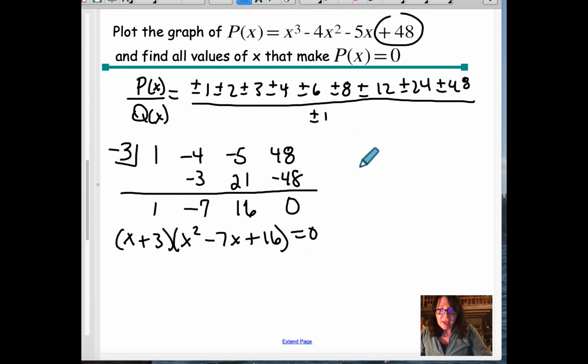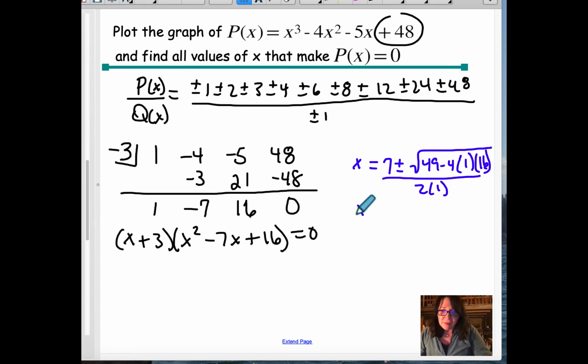And x is equal to the opposite of b plus or minus the square root of b squared, which is 49, minus 4 times a times c, all over 2a. And that's going to be x equals 7 plus or minus, we have 49 minus 16 times 4, which is 64, is negative 15. Oh, that's imaginary. So the square root of negative 15, and this is all over 2. And so those are my values.